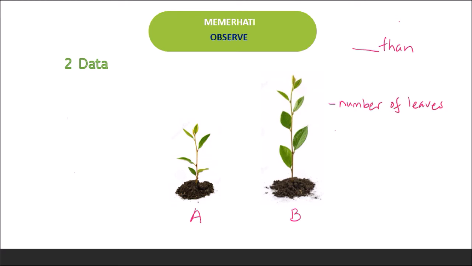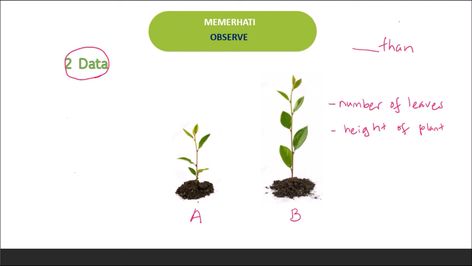Next, what are the things that you can compare? What are the information? We can also see that the height of plants is different. The height of plants B is higher than plants A. Full stop. This is how you make observation for two data.